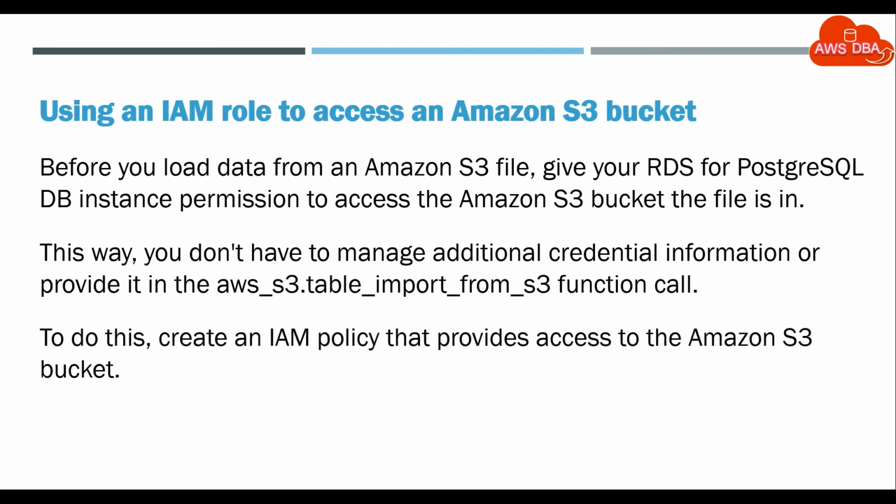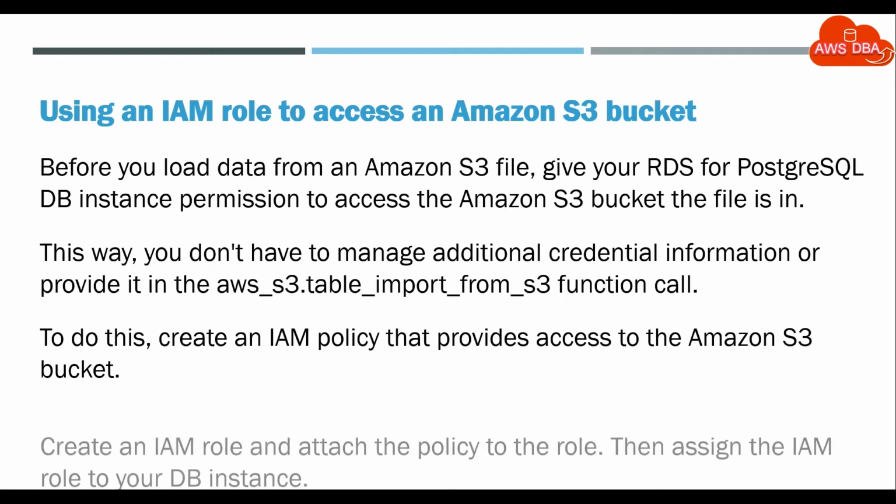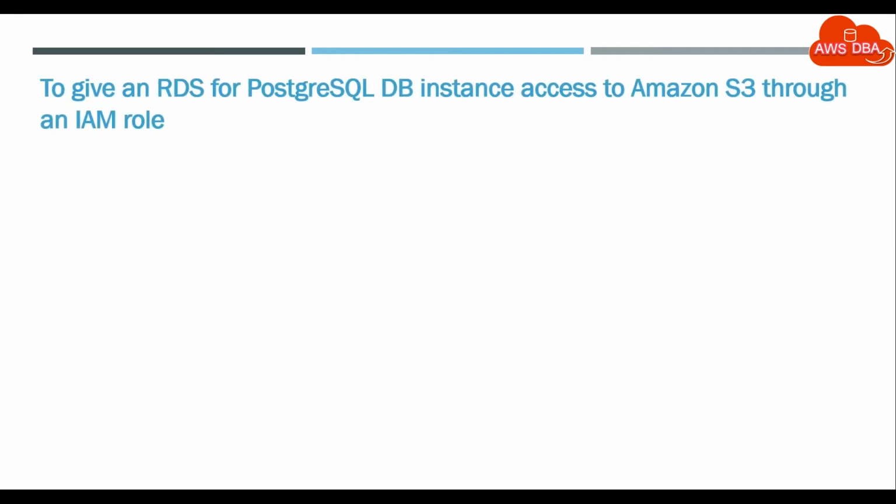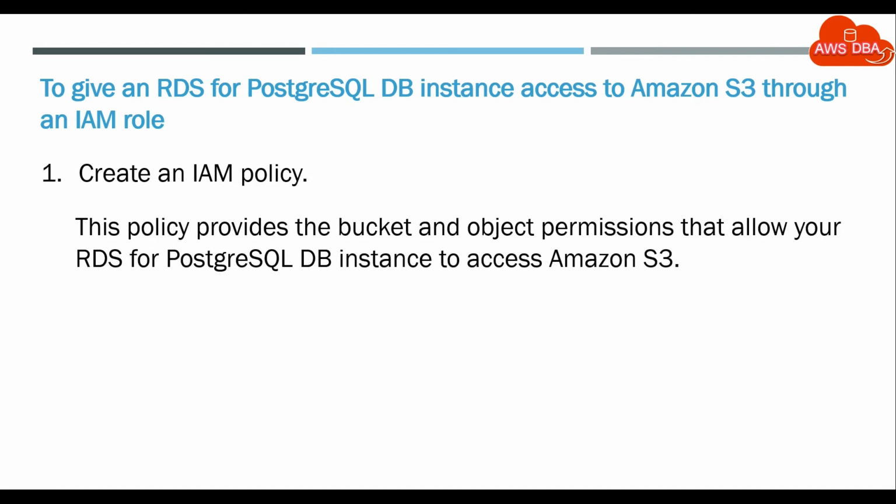To do this, create an IAM policy that provides access to the Amazon S3 bucket. Create an IAM role and attach the policy to the role. Then assign the IAM role to your DB instance. To give an RDS for PostgreSQL DB instance access to Amazon S3 through an IAM role, create an IAM policy. This policy provides the bucket and object permissions that allow your RDS for PostgreSQL DB instance to access Amazon S3.